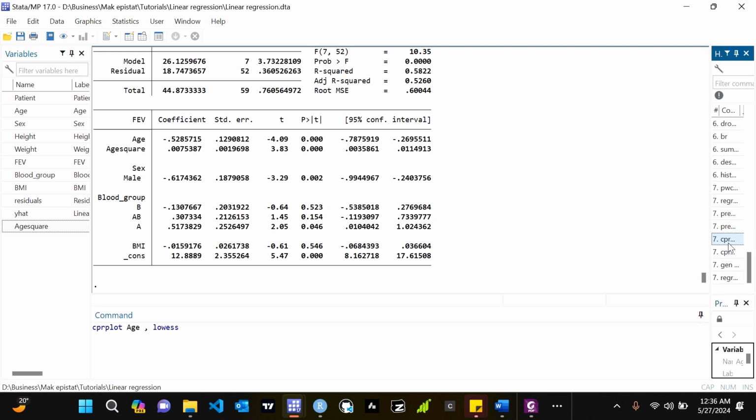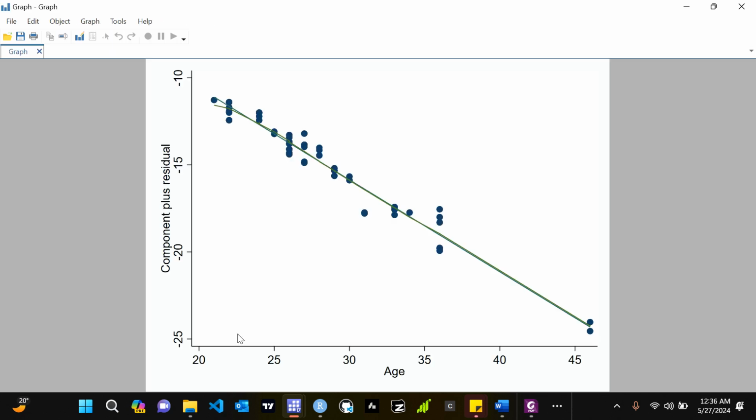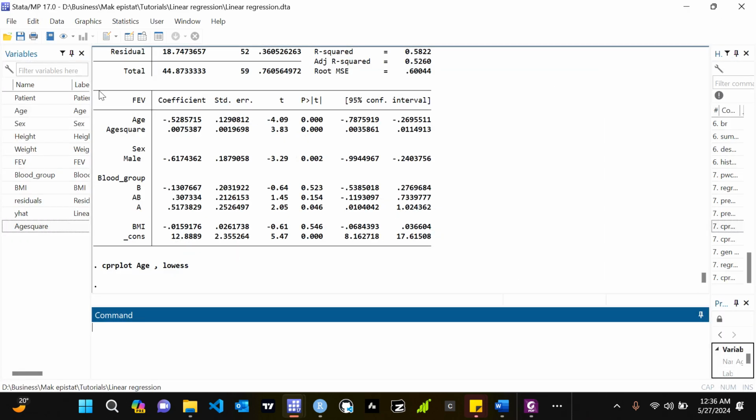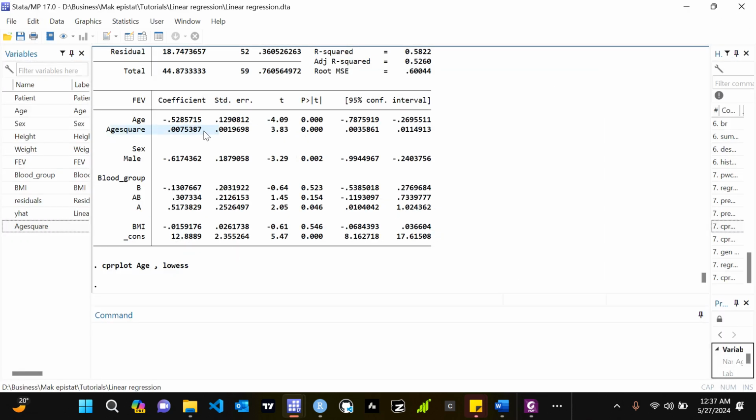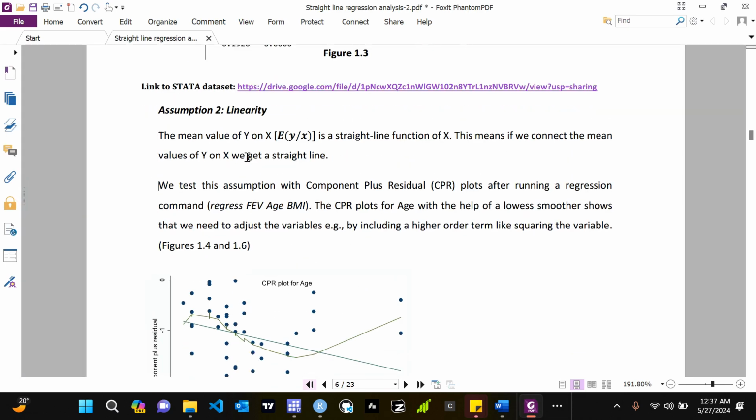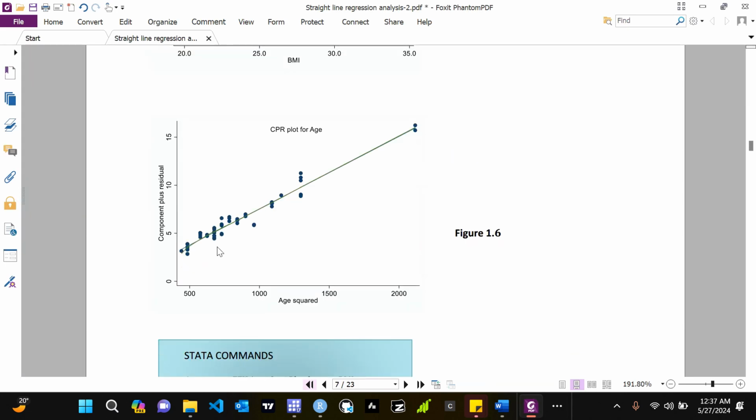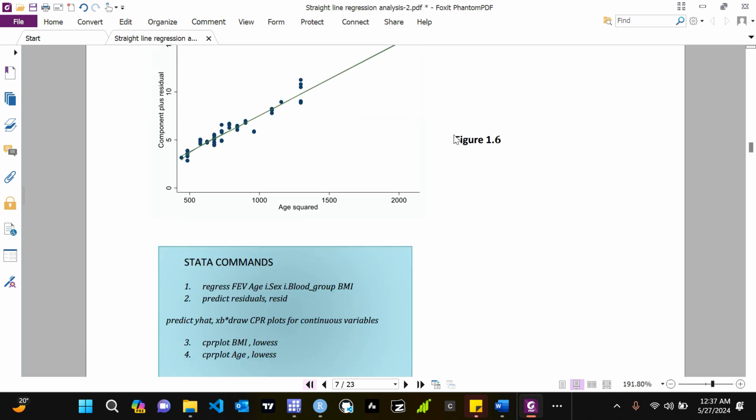So we plot our CPR plot with the lowess smoother. You see that when we introduce a higher order term, it gave us a straight line. So the smoother shows a straight line trend. Age has to work with its higher order term; without it, things won't work. So age violates the assumption of linearity, but if we include the higher order term, age gives us a straight line in the smoother.